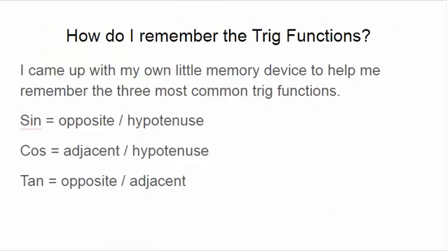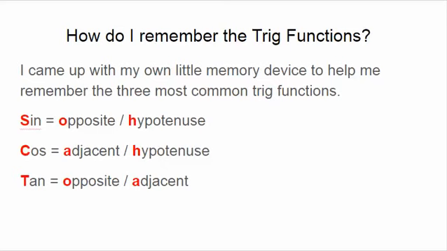So, how do I remember the trig functions? I came up with my own little memory device to help me remember the 3 most common trig functions. That is, the sine of theta is the opposite divided by the hypotenuse, the cosine is the adjacent divided by the hypotenuse, and the tangent is the opposite divided by the adjacent. That's a whole lot of stuff to try to remember, so I thought, let's take a look at the first letters of this: S-O-H, C-A-H, and T-O-A. And I asked myself, do I know any words that start with S-O-H and C-A-H and T-O-A?